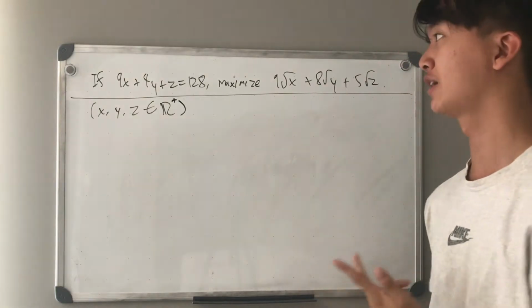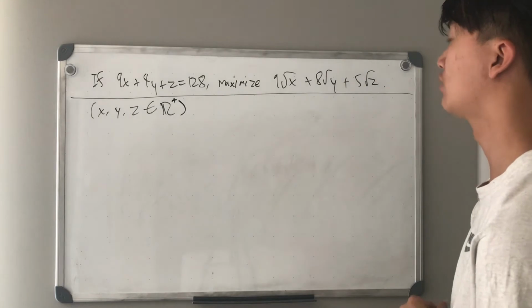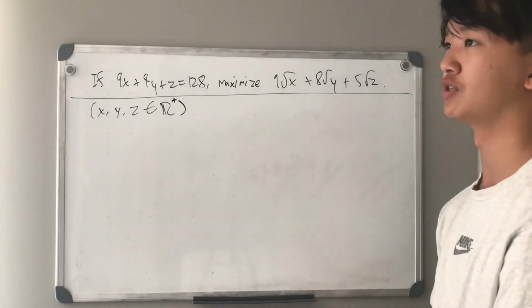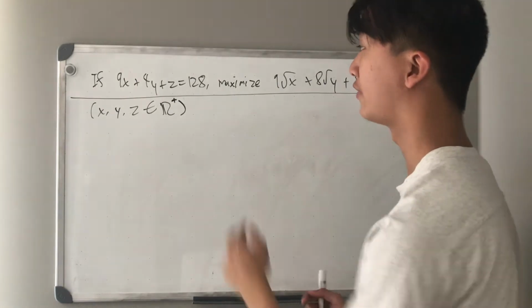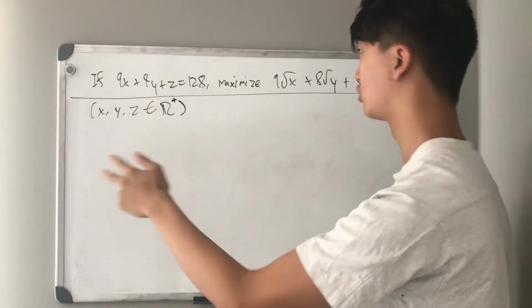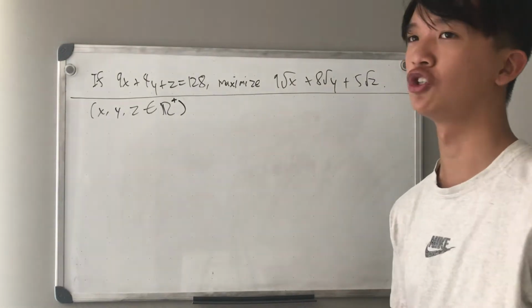If we are given that 9x plus 4y plus z is equal to 128, then what is the maximum value of 9 root x plus 8 root y plus 5 root z, where x, y, and z are positive real numbers? So looking at the problem, we can see that these terms over here are pretty similar to the squares of these terms over here. So that gives us the intuition to use Cauchy-Schwarz inequality.